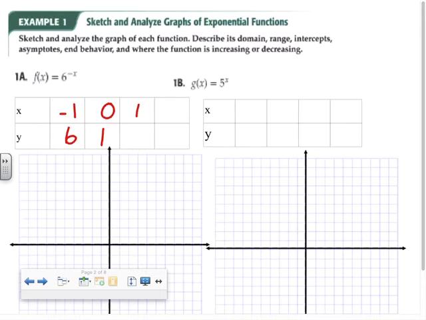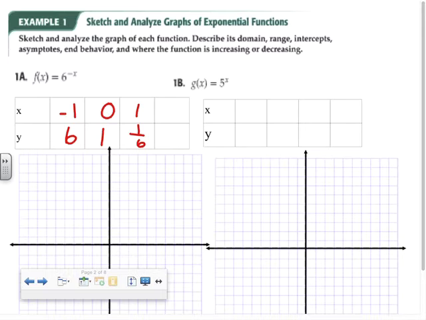So if I plug in now 1 for x, I'm taking 6 to the -1 power. And another thing that you want to remember from algebra is when you're taking something to a negative power, you're taking the reciprocal of it. So taking 6 to the -1 power actually gives me 1/6.